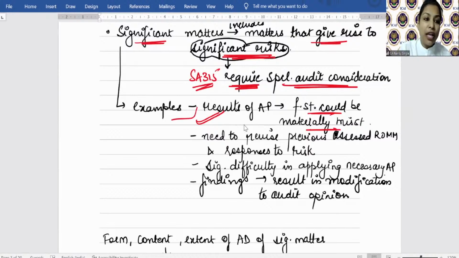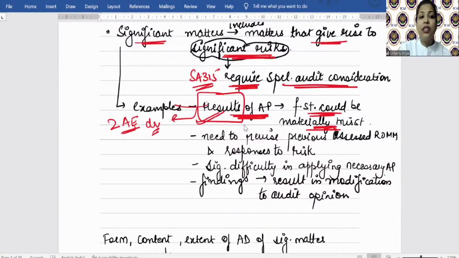For example, when auditor obtains audit evidence, he obtains two audit evidence with respect to one assertion. कि debtor balance के लिए, let's say, he obtained two audit evidence and both are different. And that is a very material debtor balance. So the results of the audit procedure indicates that financial statement could be materially misstated. अगर ऐसा कोई result है, तो this is what?